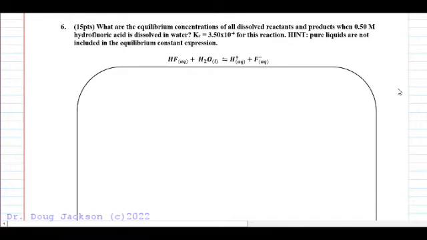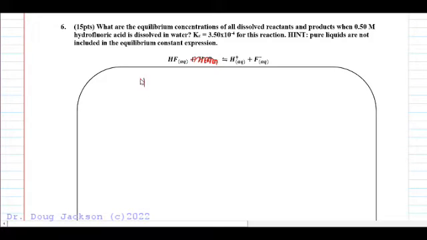All right, what are the equilibrium concentrations of all the dissolved reactants and products when 0.50 molar hydrofluoric acid is dissolved in water? Kc is 3.5 times 10 to the minus 4 for this reaction, and we have a little hint here. Pure liquids are not included in the equilibrium constant expression, and so we'll knock out water from our ICE table as we're going to put this together right here below our balanced equation.